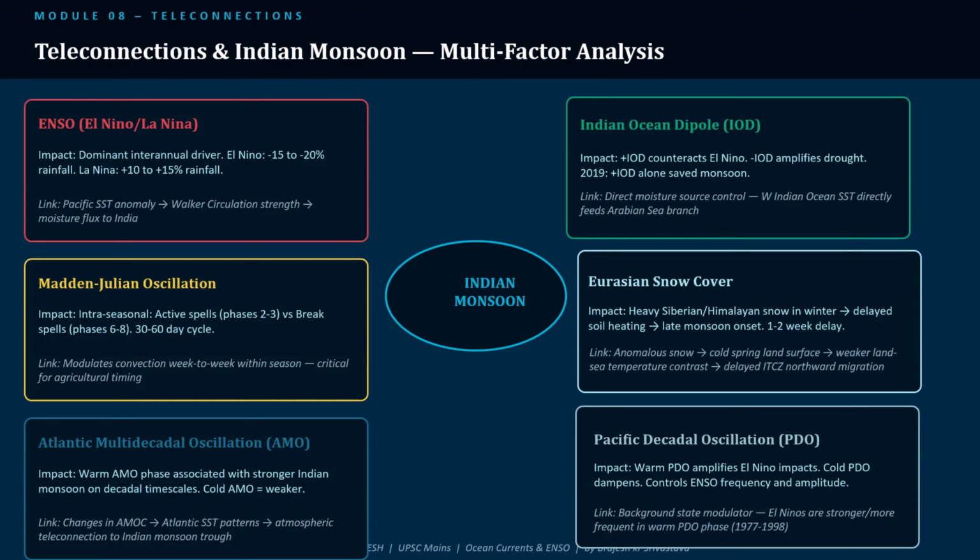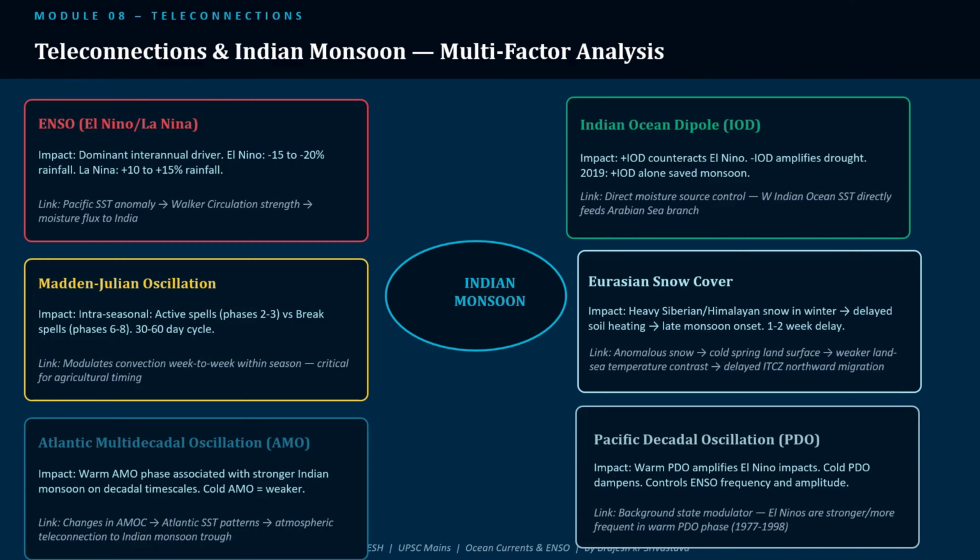Factor 3, MJO, the intraseasonal modulator. Not a year-to-year effect, but a week-to-week effect. In any given year, the timing of MJO phases during June to September determines the distribution of rainfall within the monsoon season, whether good monsoon years have concentrated or well-distributed rainfall.